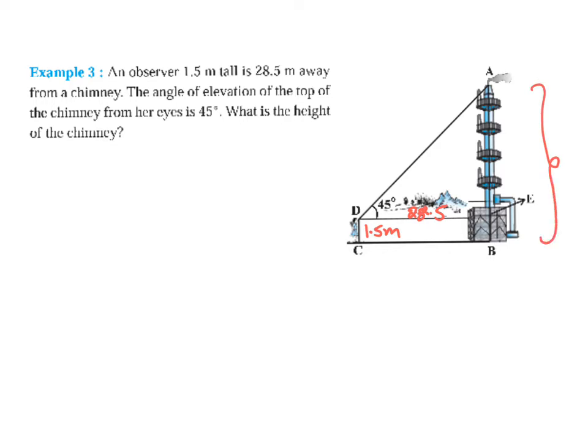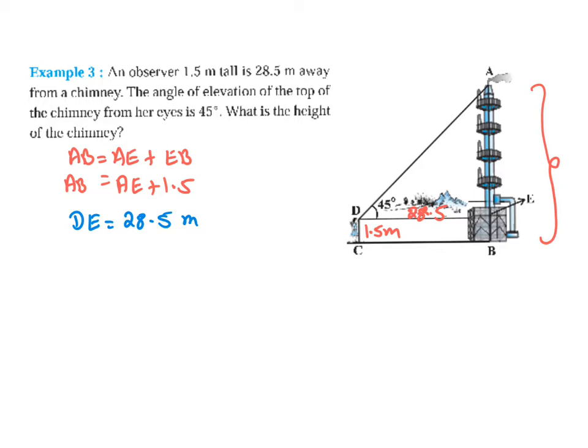So the height of the chimney is nothing but AB is equal to AE plus EB. And EB happens to be 1.5. So the whole issue now is to find AE. So AB is nothing but AE plus 1.5. So we need to figure out AE. We also know DE is 28.5. DE is 28.5 meters. So ADE forms a right angle triangle.